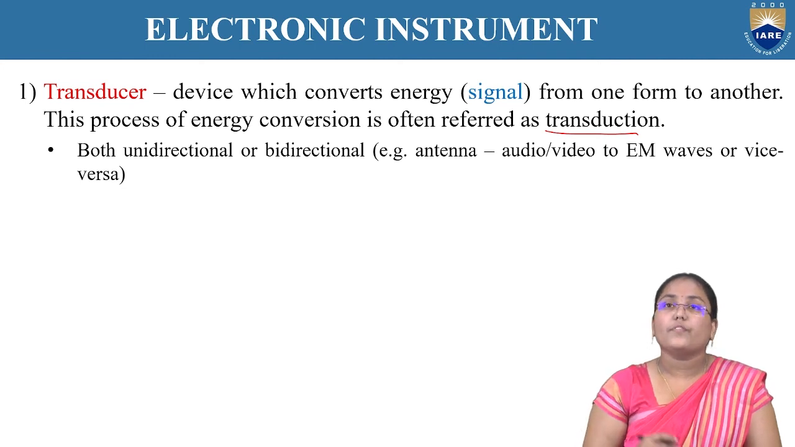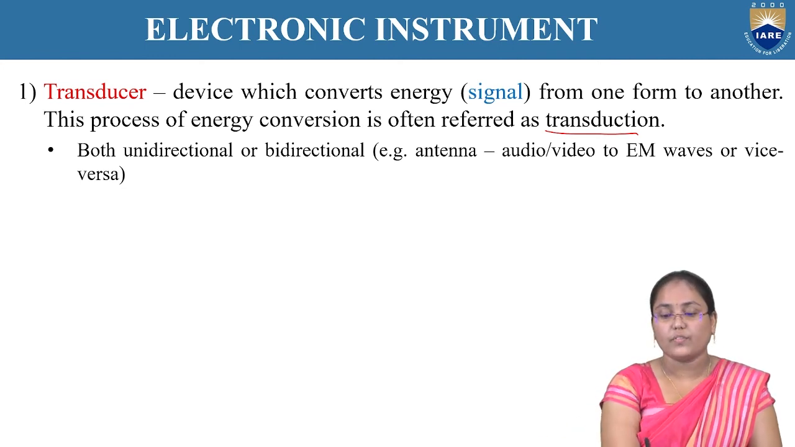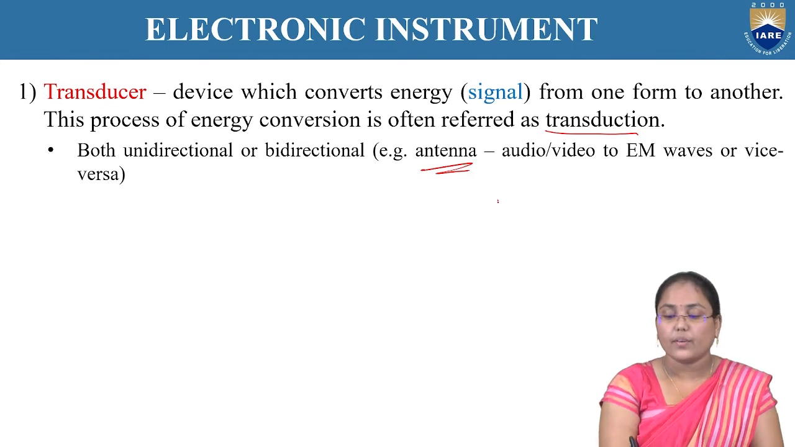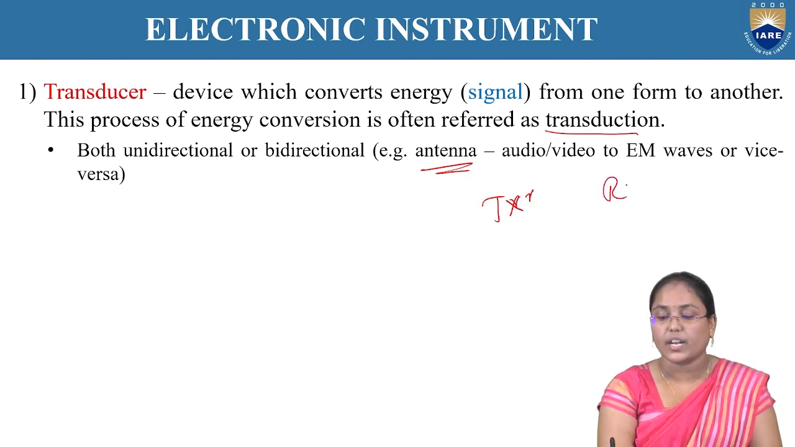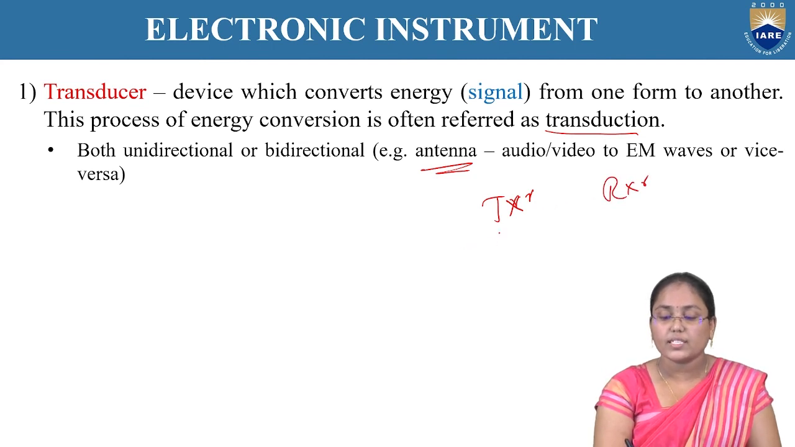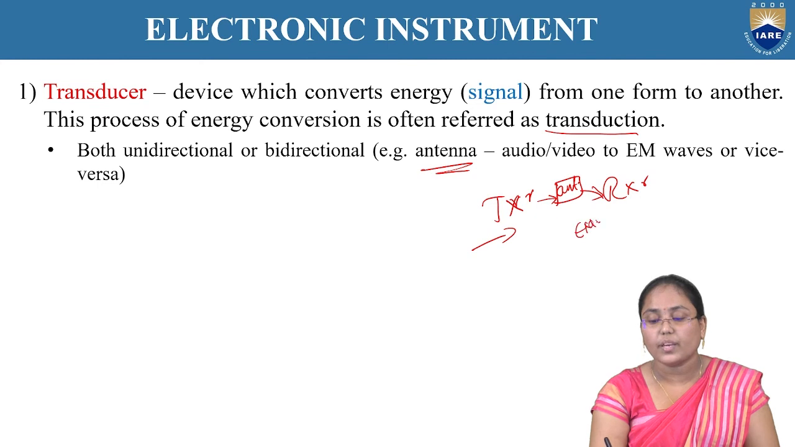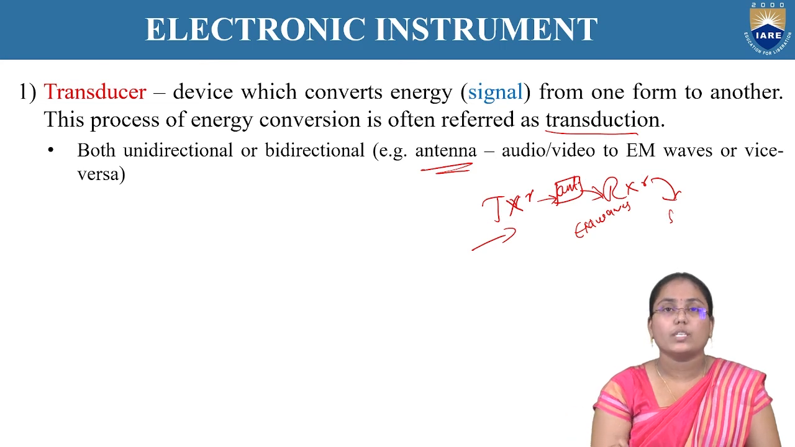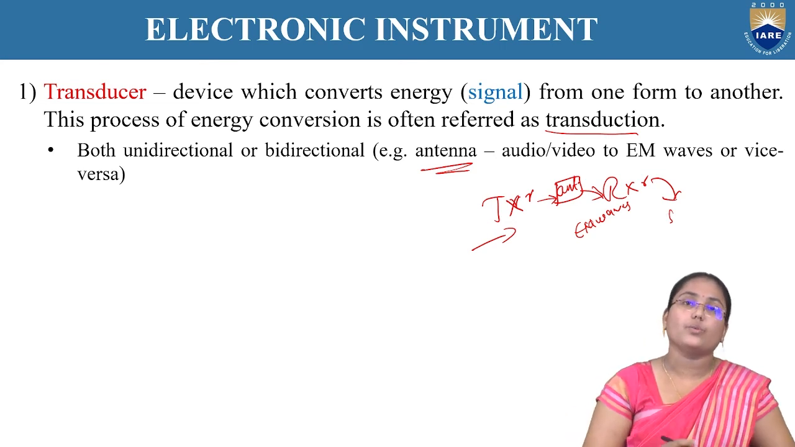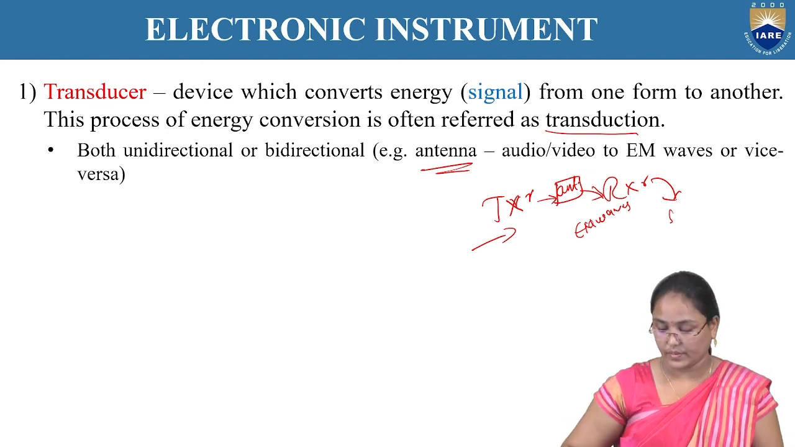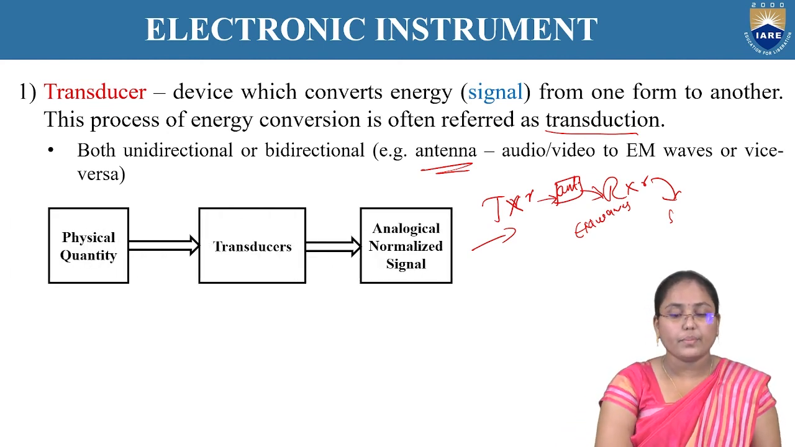For example, take audio or video signals which we are transmitting through an antenna. We have a transmitter antenna and a receiver antenna. We send some audio or video signal to the transmitter through the antenna, so it is converted to electromagnetic waves, transferred through the antenna and given to the receiver. At the receiver end, these EM waves are converted back to audio or video signals. So it can be either a unidirectional or bidirectional transducer. This is the basic explanation of the transducer.